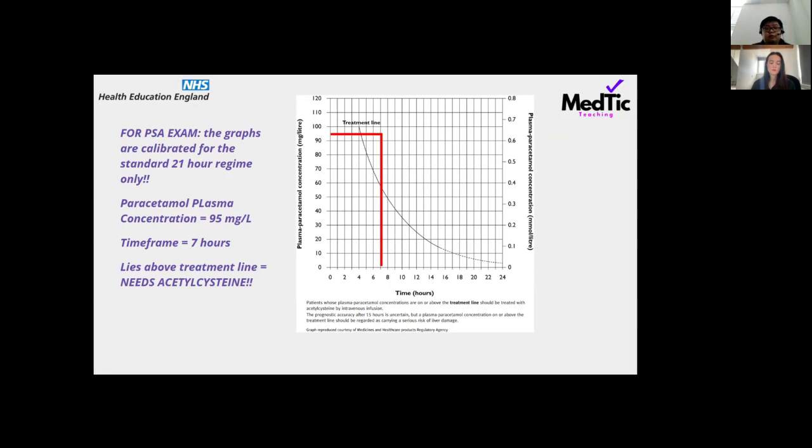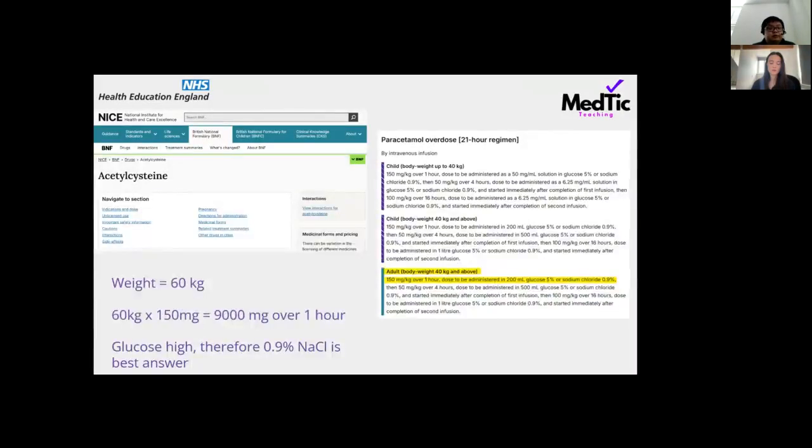So as we graph that onto the graph, this does lie above the treatment line, which means he does need N-acetylcysteine. And from the clinical scenario, we can infer that we are giving the very first dose as nothing has been given since then, or we weren't told. So note that his weight is 60 kilograms, and 60 kilograms times 150 milligrams will equal 9,000 milligrams over an hour period.